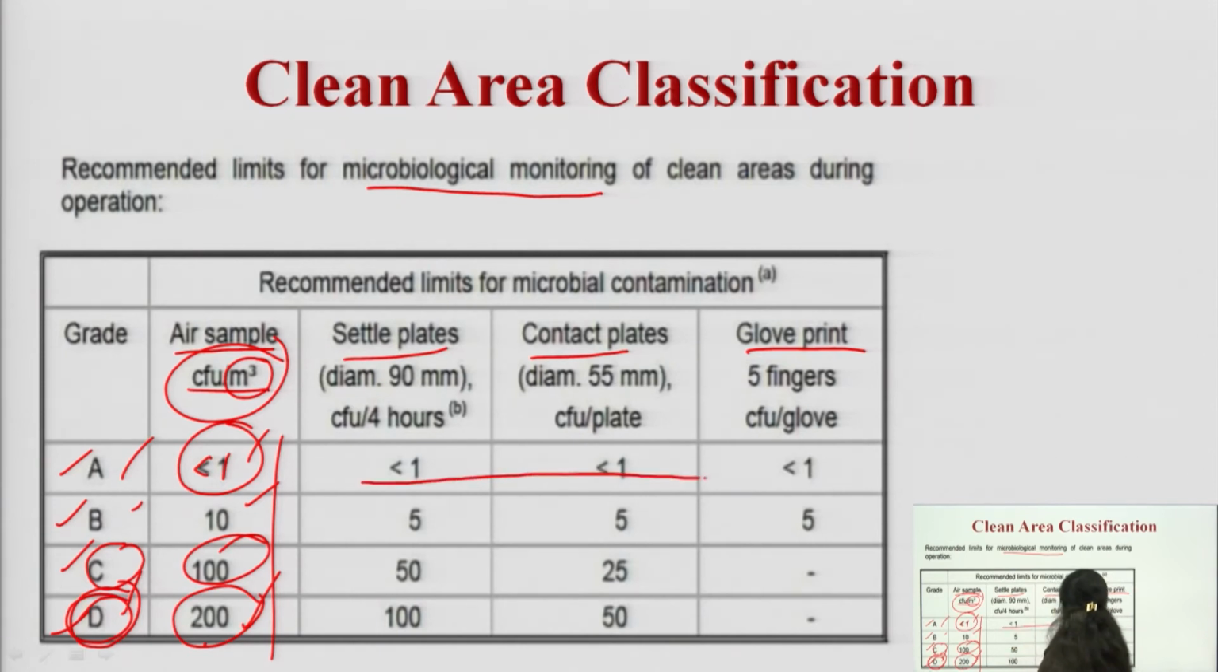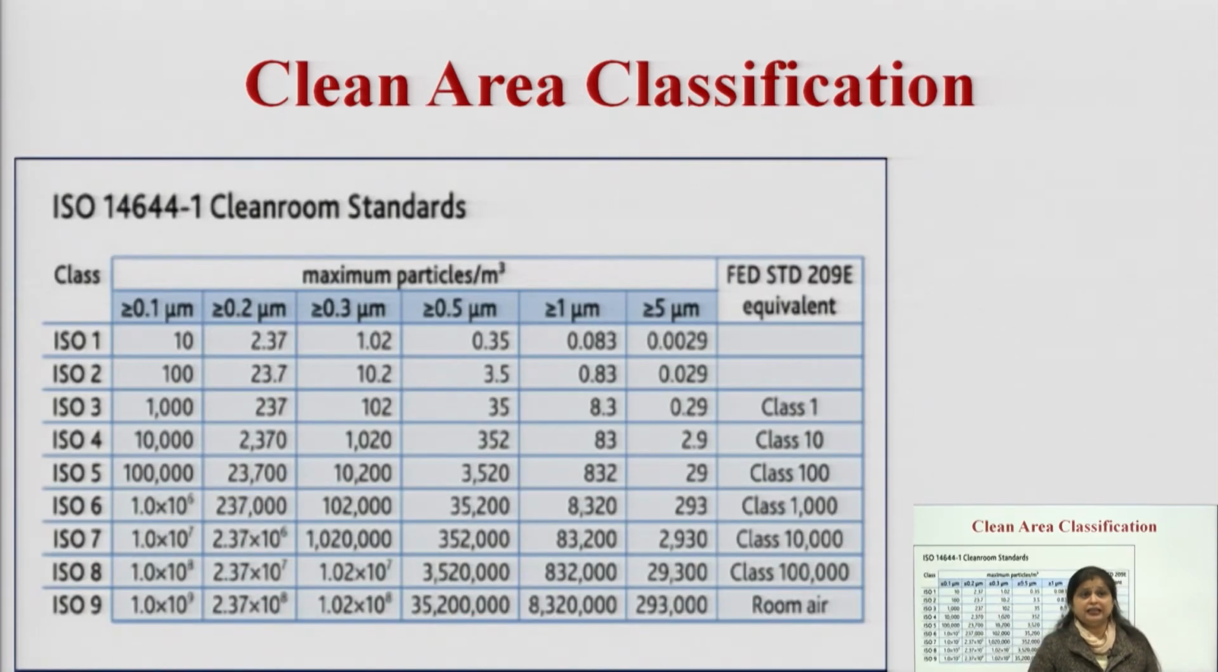Whatever techniques we are using, the number of microorganisms must be less than 1 in an aseptic area, and in this case you can see there may be 5, in this case there may be 50, and in this case there may be 100 to 50. So the methods and techniques for collecting the samples, that is for forming the colony forming units, may be different, but the limits for grade A will remain the same. There should be no contamination; the number of microorganisms must be less than 1. This is what we call clean area classification.